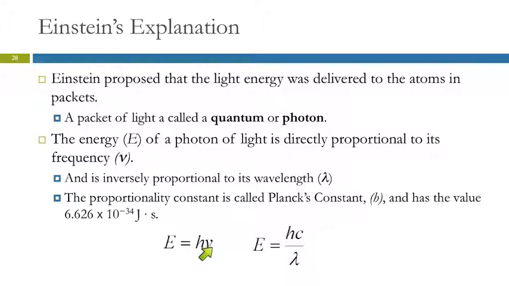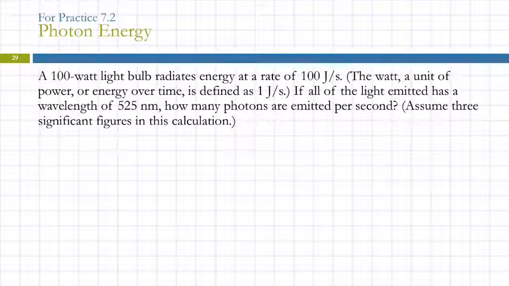Knowing that nu equals c over lambda, we can also write it this way. The energy of a photon equals hc over lambda. So longer wavelength is going to give us a lower energy. So we can calculate photons. We can calculate their energy. We can calculate how many are being emitted in a given period of time.